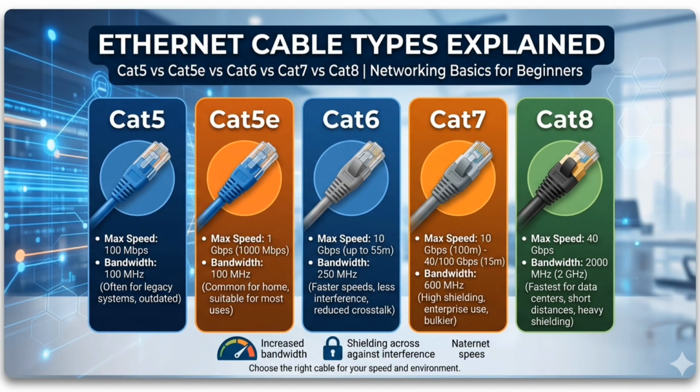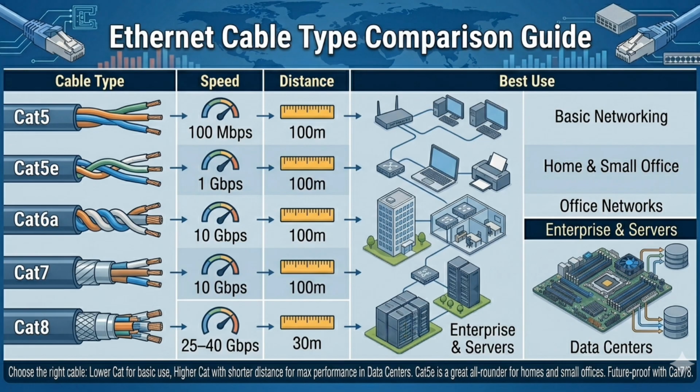Cat6A cable provides a speed of 10 Gbps, can cover 100 meters, and is good for office networks. Cat7 cable provides a speed of 10 Gbps, can cover a distance up to 100 meters, and is best for enterprise and servers. Cat8 cable provides speeds from 25 Gbps to 40 Gbps, can cover a distance up to 30 meters, and is good for data centers.